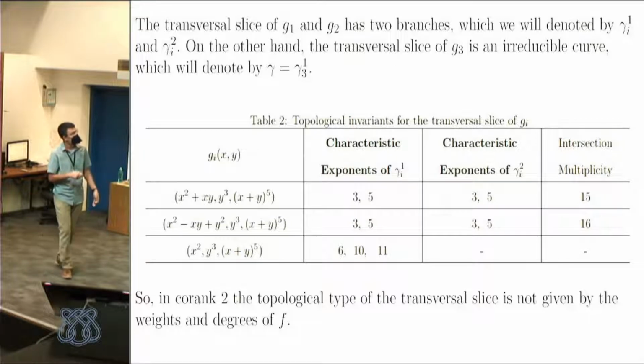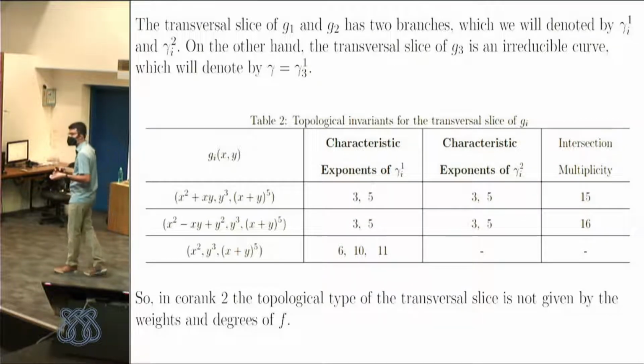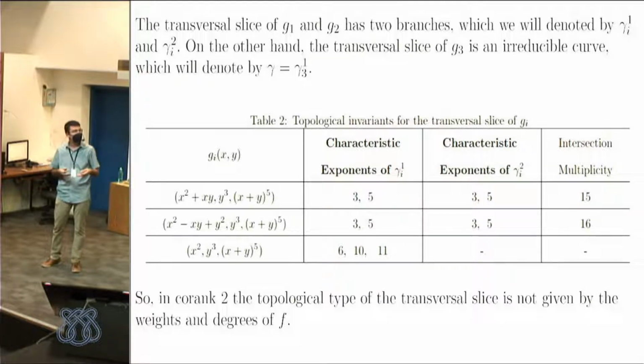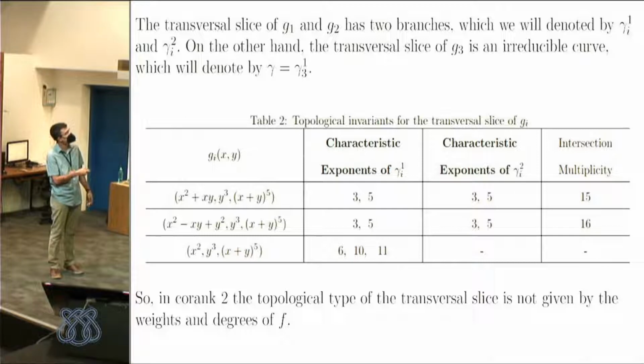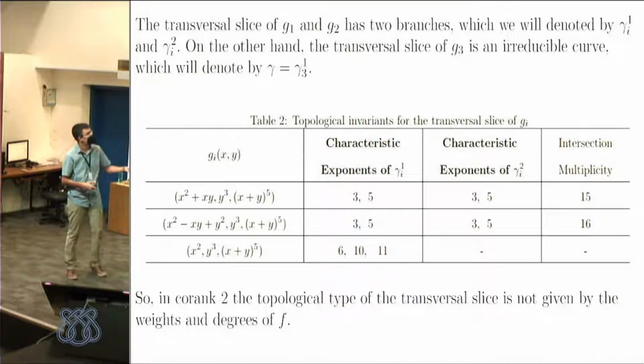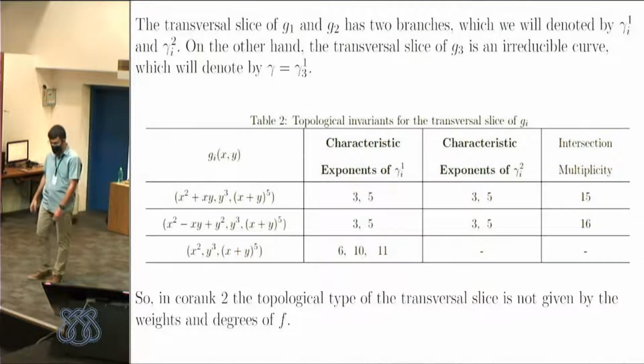But in this case, the topological type of a non-irreducible curve is also given by the intersection multiplicity. We need the two pieces of information to determine the topological type. So when you calculate the intersection multiplicity of the first example, the intersection multiplicity between these two branches is 15. In the second example, the intersection multiplicity of these two branches is 16. So they are not topologically equivalent. They do not have the same topological type.